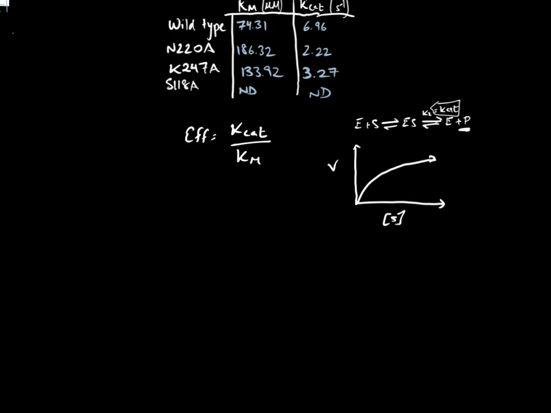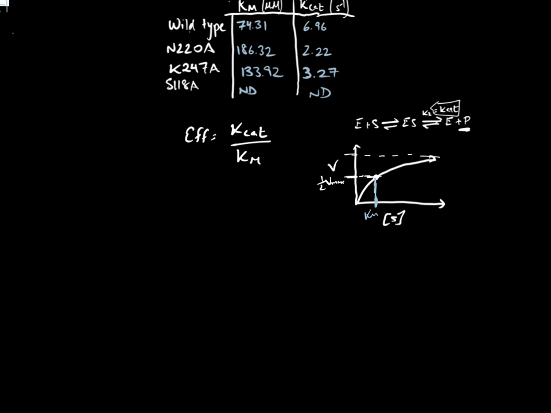So Km is the substrate concentration at which you hit half of Vmax. So this right here, this is Vmax. It's the max velocity. So then half of that is right here. So this is 1 over 2 Vmax. And the point there will be the substrate concentration. So that's Km. So Km is kind of a concentration symbol. It's the substrate concentration it takes to get to half of maximal velocity.